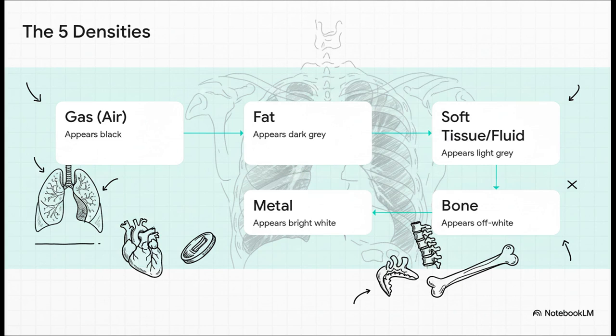So this gives us the 5 basic letters of our X-ray alphabet. Going from the darkest to the lightest, we have gas, the air in your lungs, which is black. Then there's fat, which is a dark gray. Next up is soft tissue and fluid, like your heart, which is a light gray. Denser than that is bone, which is off-white. And finally, the brightest thing you'll see is metal. That's it. Every single image on an X-ray is just some combination of these 5 shades.